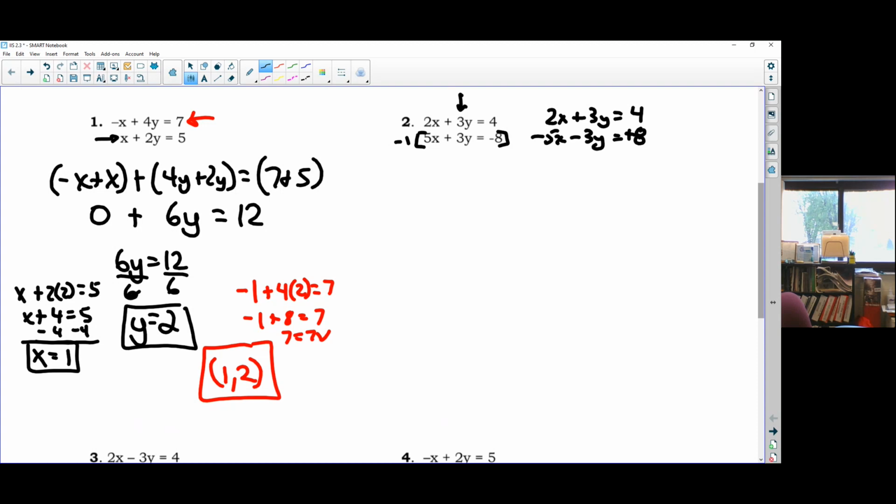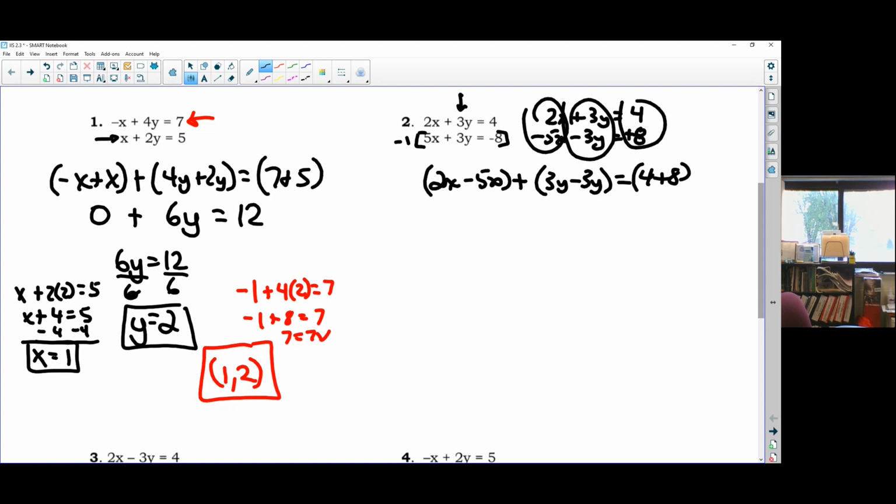All right. So now when I add, I'm going to add 2x, basically it's a minus 5x because plus and negative is a minus, plus 3y minus 3y equals 4 plus 8. Remember, we're combining these. So I get negative 3x plus 0 equals 12. The y's are gone. And I can solve for x by dividing by negative 3 to get x equals negative 4.